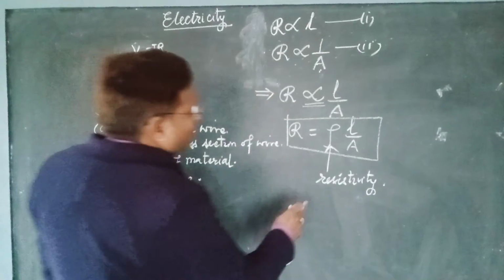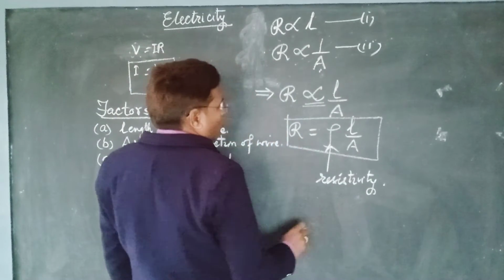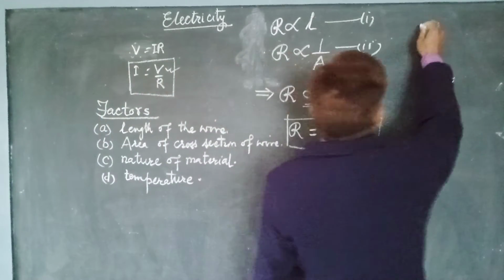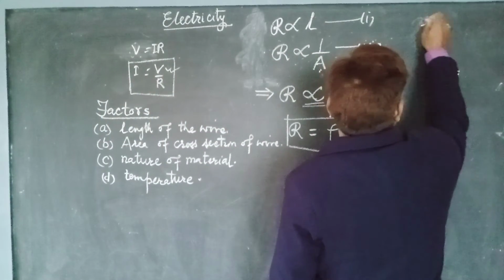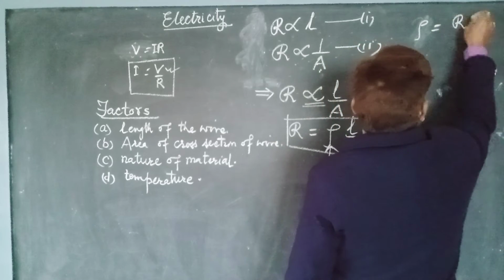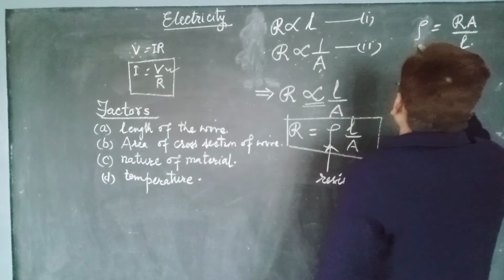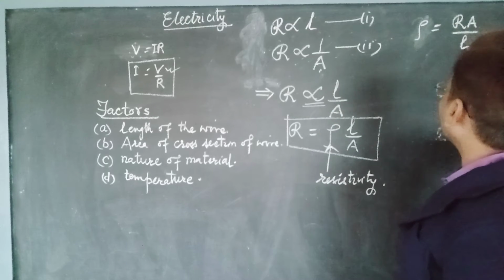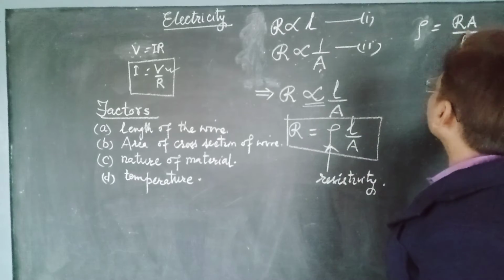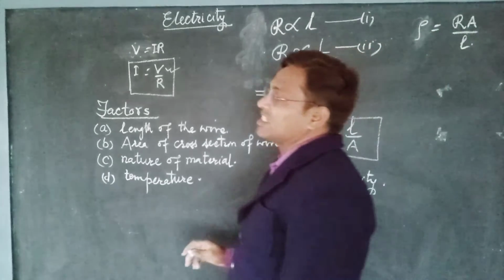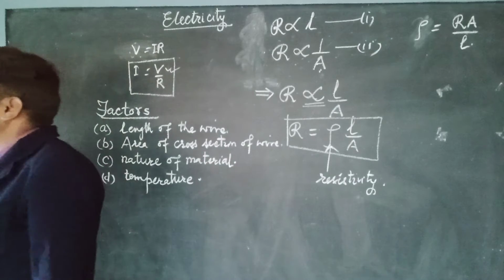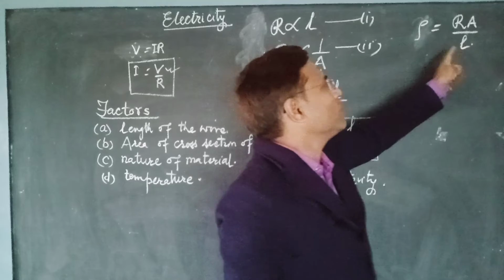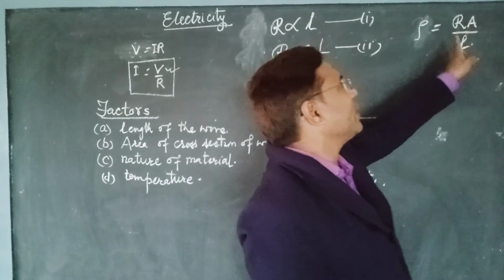This resistivity of the material is also known as specific resistance. So if I write this resistivity as RA by L, we can keep the formula, resistivity as RA by L. From here I have taken. That means this is the formula for finding the resistivity of a substance. The resistivity of a material, of a conductor, can be found by using this formula. Resistivity is equal to RA by L.